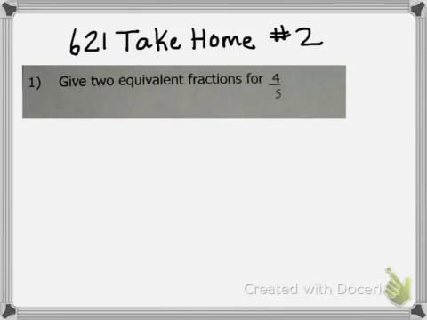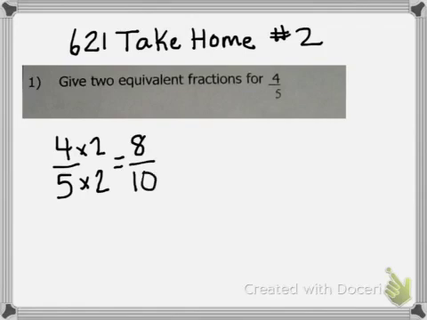So our first question is, give two equivalent fractions for 4/5. So I'm going to start by writing 4/5. And to make equivalent fractions, we can multiply the numerator and the denominator by the same factor. I'm using 2 in this case. So 4 times 2 is 8, and 5 times 2 is 10. So there's one equivalent fraction.